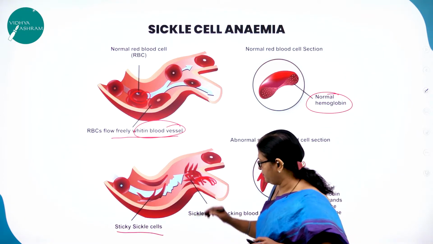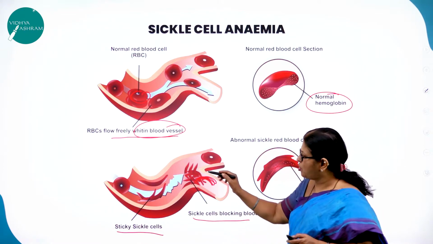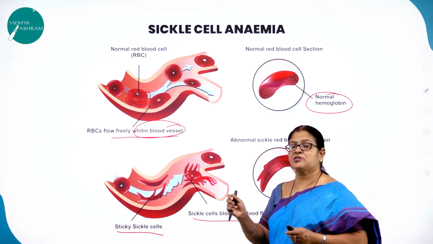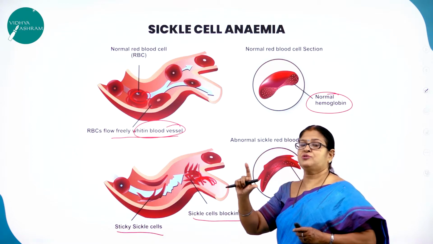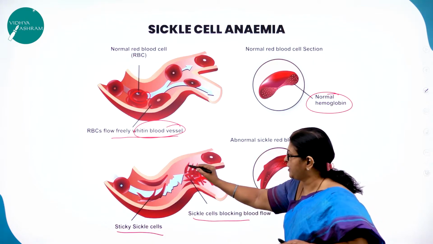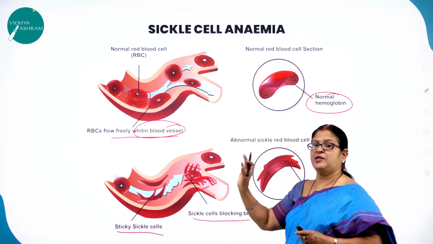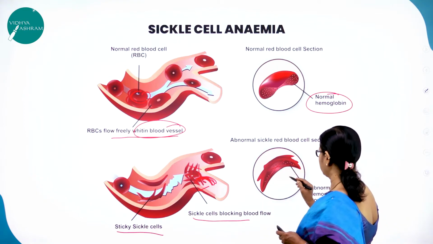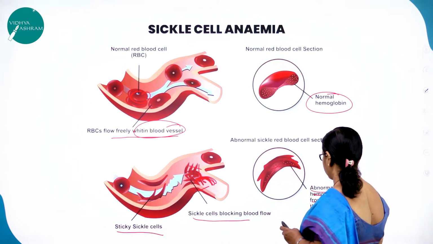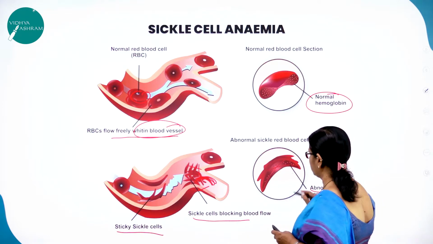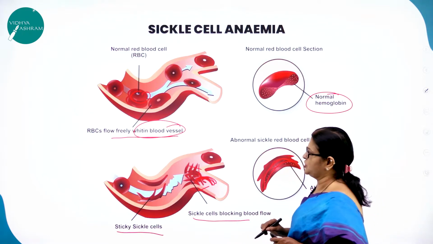It is moon shaped. So what will it do? It is going to block the flow in the blood vessels. Why? Because it is going to rupture also, and it is going to block. Those sharp ends will come and stop the blood flow. Here you can see abnormal hemoglobin forming strands that cause what? Sickle shape. Here you can see the sickle shape, right?